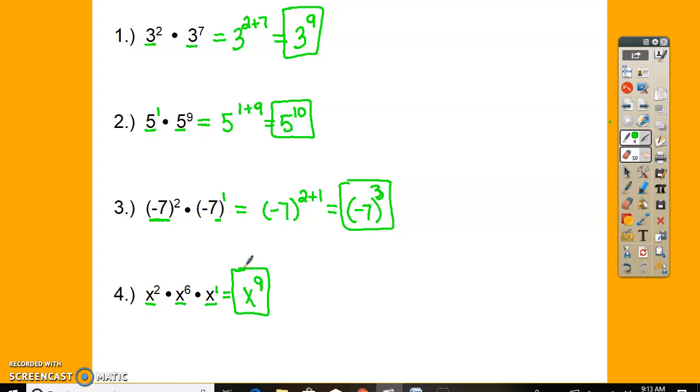What's extremely important is that they have the same base. They are all an x, so I'm able to actually multiply them together, and the shortcut is to just add their exponents and leave the base the same.